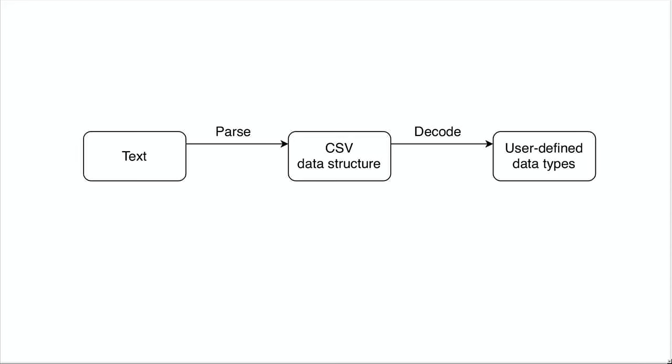And then we need to go the other way as well. So we have our data types and we need a CSV out of them. So we encode to a CSV data structure and then we print that data structure to text. This is one way we could design a library in very broad strokes.